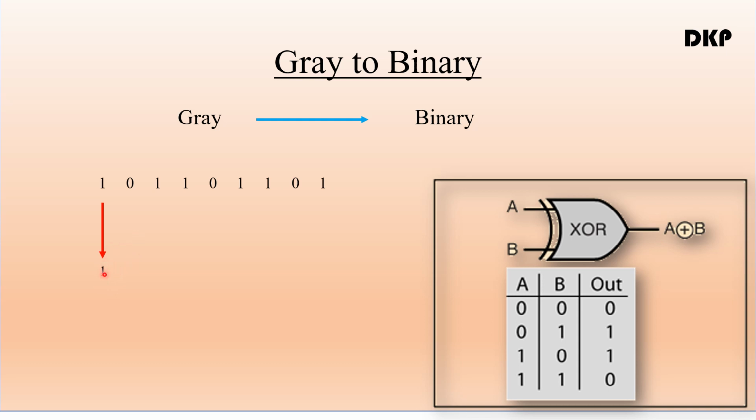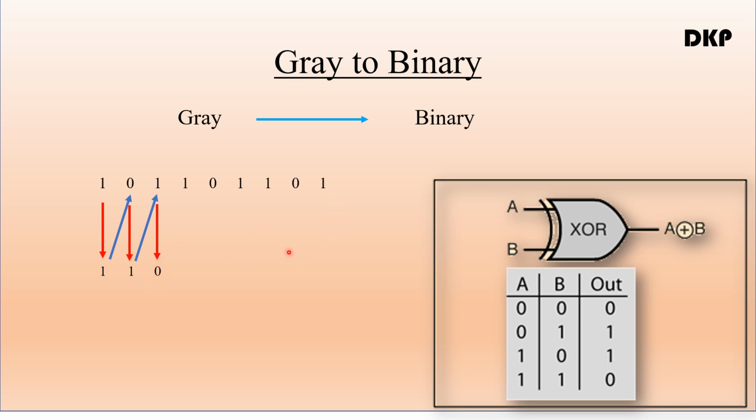The second step is XOR this bit with the next bit of gray code. That is 1 XOR 0 will give you 1. What is 1 XOR 0? 1 XOR 0 is 1. Write that here. Now this result or output should be XORed with the next bit of the gray code. That is 1 XOR 1. 1 XOR 1 will give you 0. And from here onwards, you have to repeat the same process till the end.